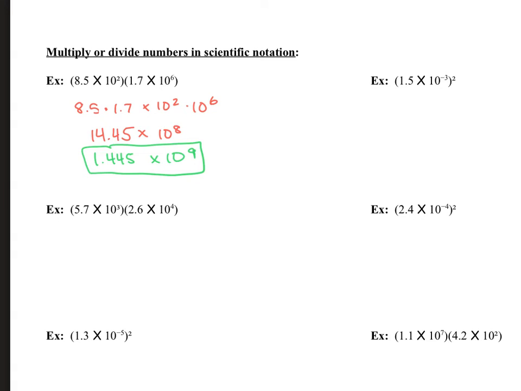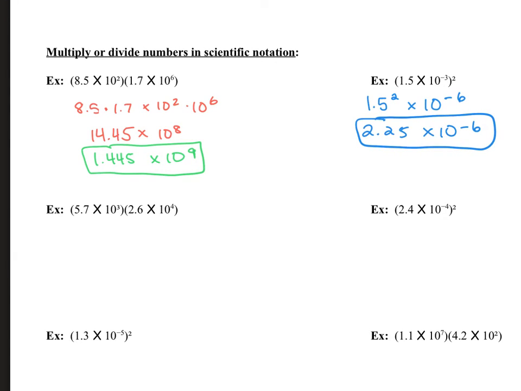Let's look at our next example where we're squaring everything inside the parentheses. And again, this is going to follow our rule of exponents. And so my rules of exponents says that everything inside the parentheses is going to receive the second power. So that means I'm going to raise 1.5 to the second power, and I'm also going to raise 10 to the negative third to the second power. But remember, if I'm exponenting something, I'm allowed to multiply their exponents, which means it would be 10 to the negative 6. And so again, if I on my calculator type in 1.5 times 1.5, I'm going to get 2.25 times 10 to the negative 6. And I don't have to worry about making any adjustments because there's only 1 digit prior to the decimal place.